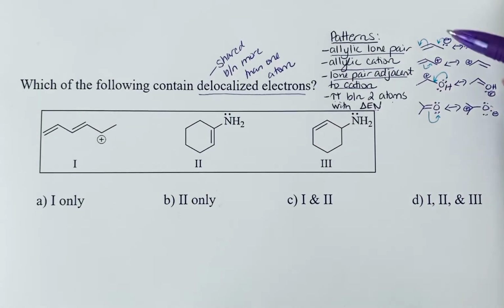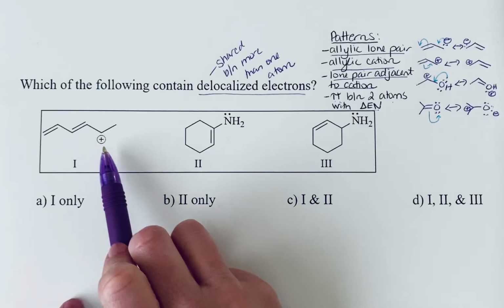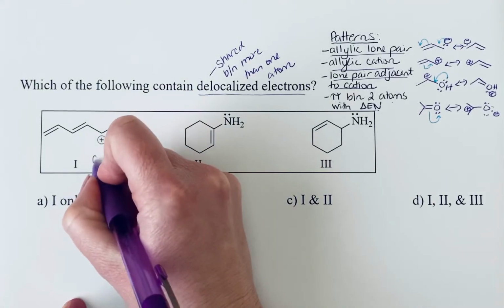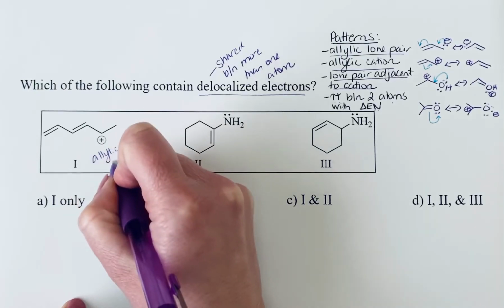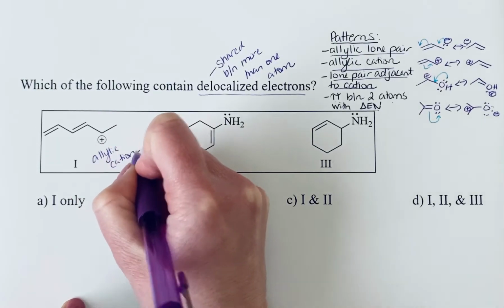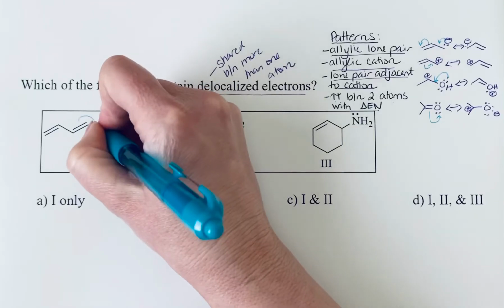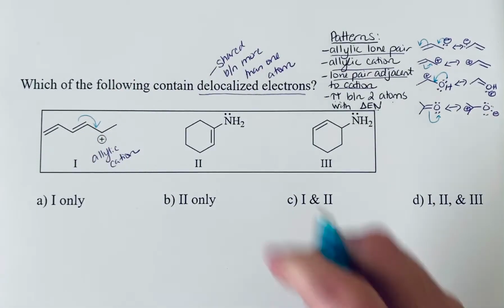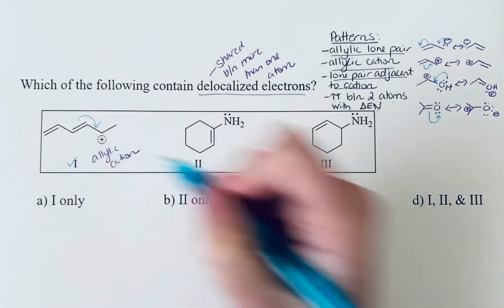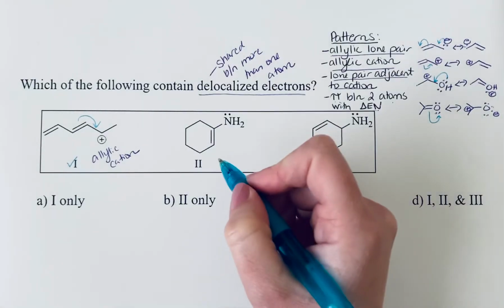So now that we've looked at these four general patterns, let's take a look at the structures that we have. In structure 1, we have the pattern of an allylic cation. And so we can move these electrons towards the cation. So we definitely have some delocalized electrons here.